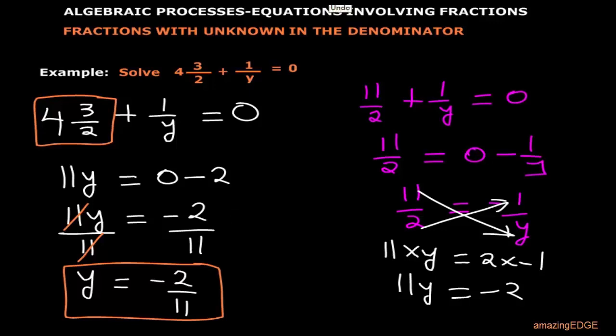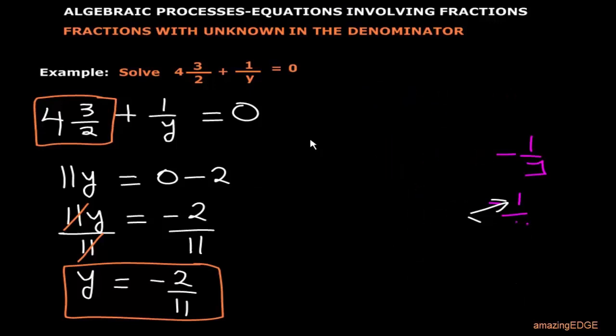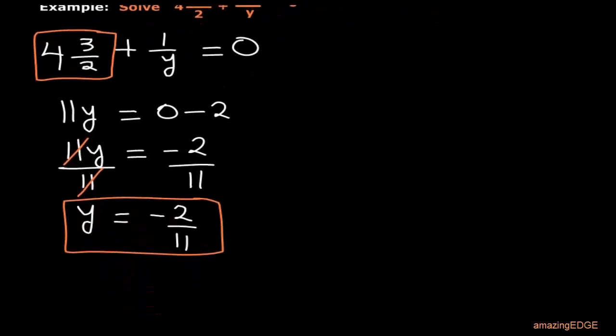Now the most important thing is that we have found the value of y that will satisfy the given equation. To do a check, you have to check whether, when you substitute y equals minus 2 over 11 in this equation, it will give you 0. So if you put it on the left hand side and walk through it, will it give you 0? That one is now left as an easy exercise.